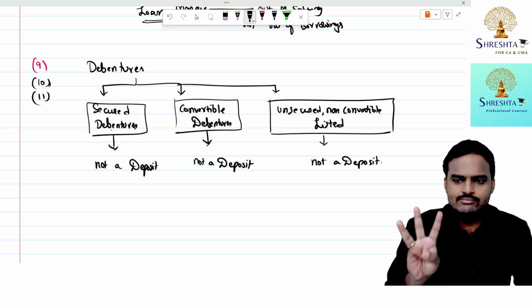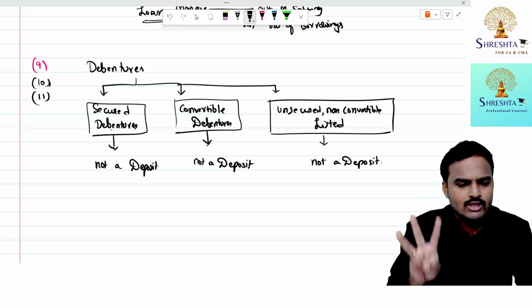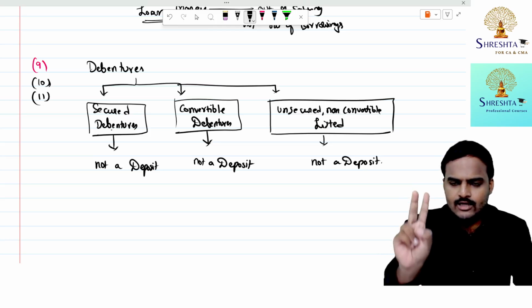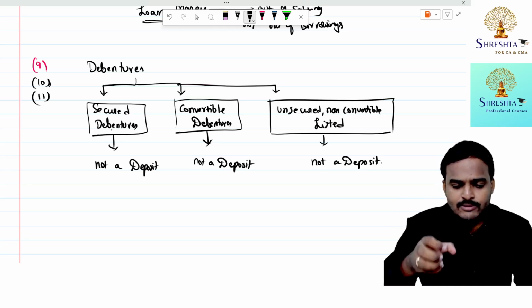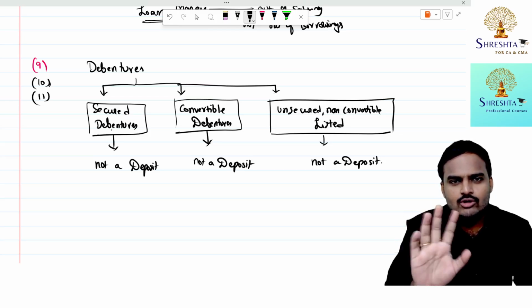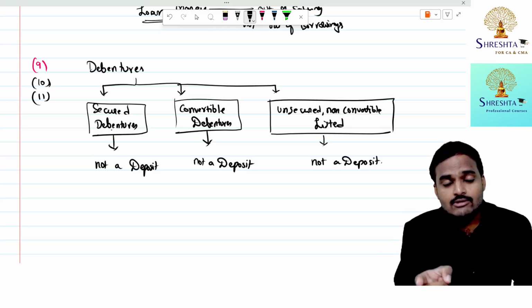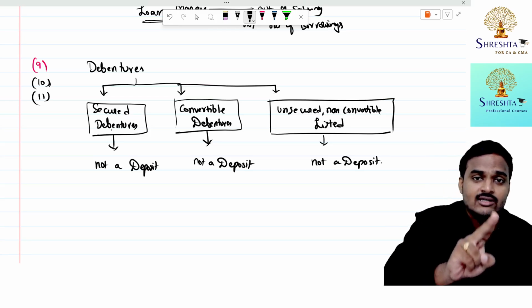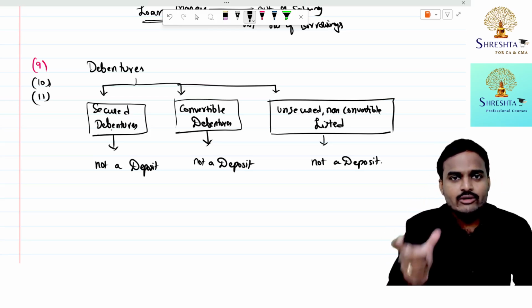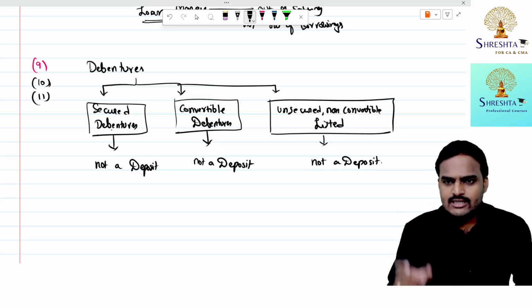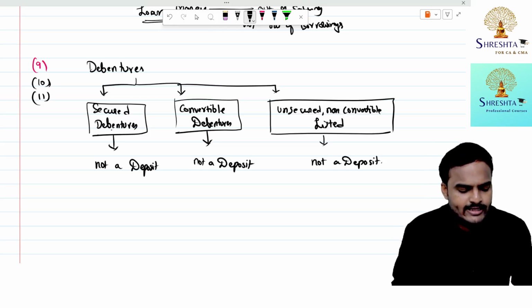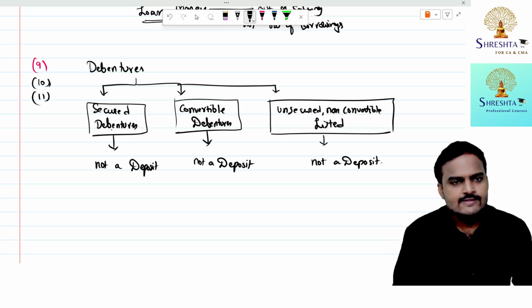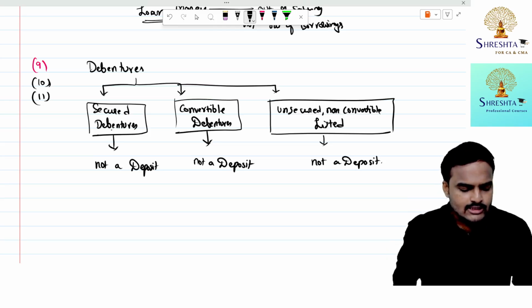Understood? So three types of debentures are not treated as deposits. What are they? Secured debentures, convertible debentures, and listed debentures. I told you secured debentures under section 71. Secured means simply covering the principal amount is not sufficient. The value of the asset should cover both the principal amount as well as the interest on the debenture amount. Then only you can call them secured debentures. Clear? Okay, sir. Next one.